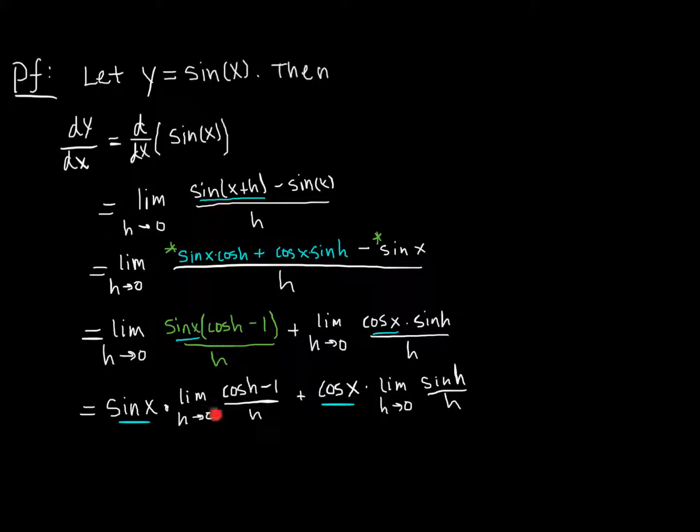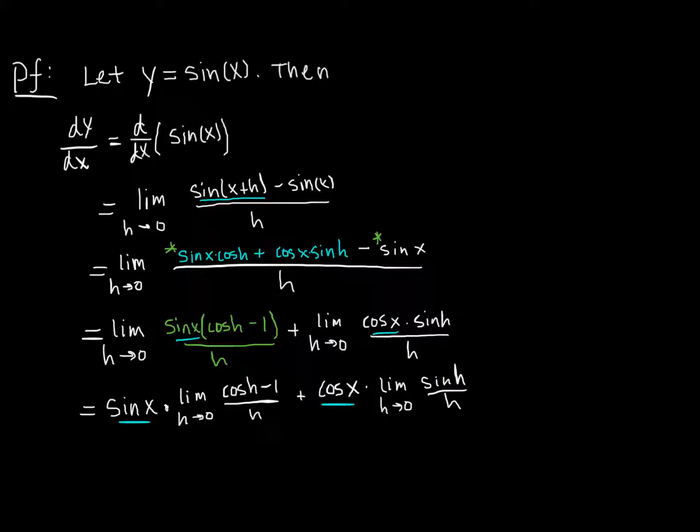But the limit as h approaches 0 of cosine of h minus 1 over h is going to be 0. And the limit as h approaches 0 of sine of h over h is going to be 1. Remember, the limit as x approaches 0 of sine of nx over x is n. And so here the n value is 1, and so this is just going to be 1.